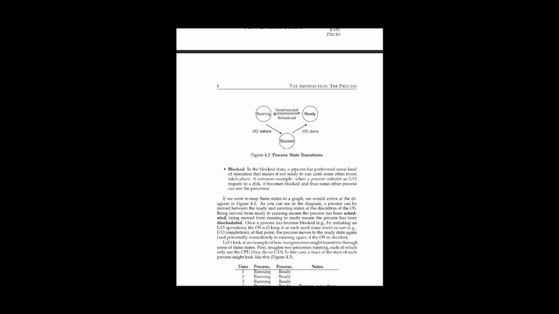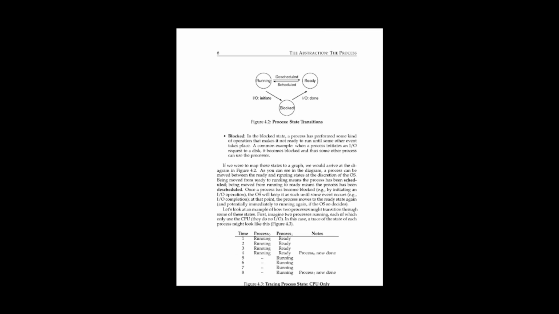Blocked. In the blocked state, a process has performed some kind of operation that makes it not ready to run until some other event takes place. A common example: when a process initiates an I/O request to a disk, it becomes blocked and thus some other process can use the processor. If we were to map these states to a graph, we would arrive at the diagram in figure 4.2.